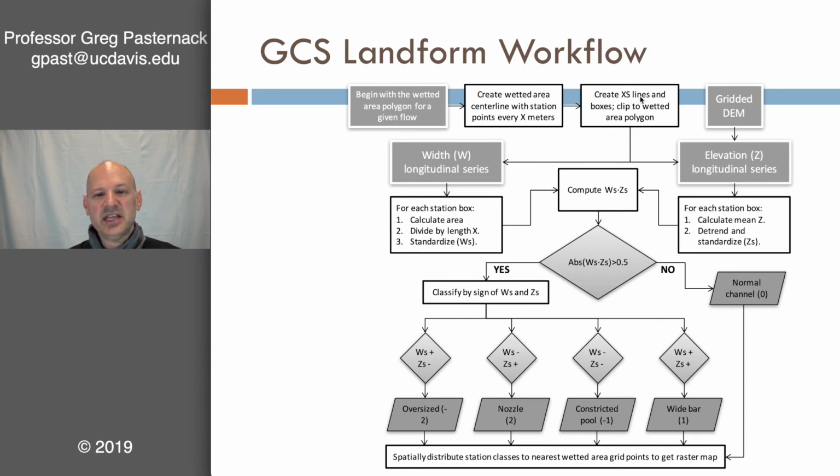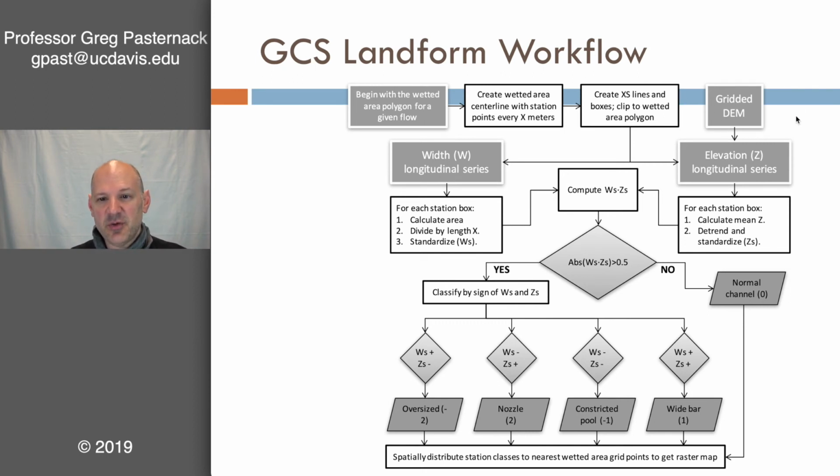You then create cross-section lines along those stations. You turn those cross-sections into boxes. So let's say you space them every 3 meters. You have a line every 3 meters down the river. You then buffer that by 1.5 meters on both sides, so you get a 3-meter box centered on each station.